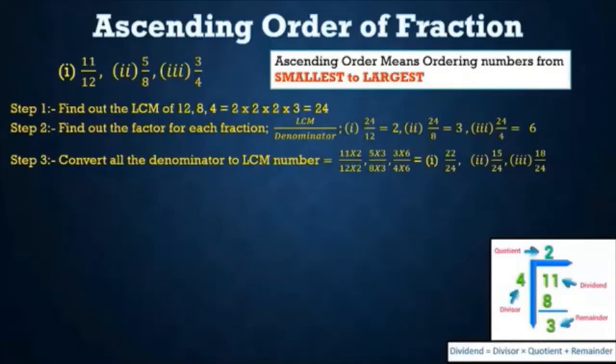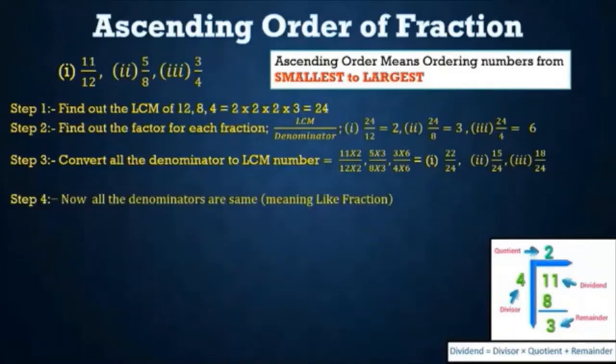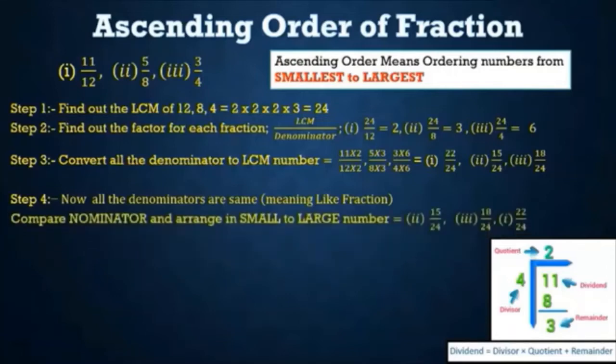Now we'll have to arrange them in our ascending order. So now step 4 is, all the denominators are the same, which means they are like fractions. So now we have to compare the numerators and arrange them from small to large. So it will first be 15 by 24, then 18 by 24, and then 22 by 24. So step 5 is to now write the ascending order in their original forms, which is 5 by 8, 3 by 4, and then 11 by 12.